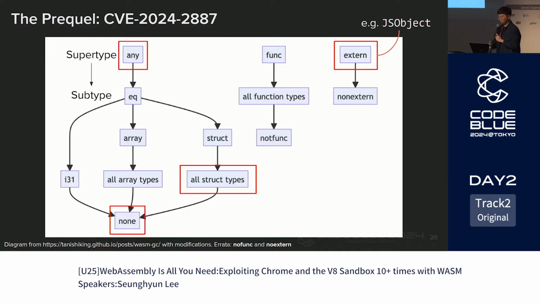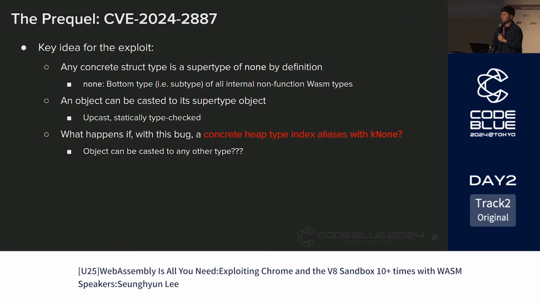So the key idea of exploiting this bug is actually quite simple. Any concrete structure type, as we've just seen, is a supertype of none by definition, because none is a subtype of all WebAssembly internal types. And an object can always be upcasted to its supertype, because they're just supertypes. We don't need a dynamic check for that.